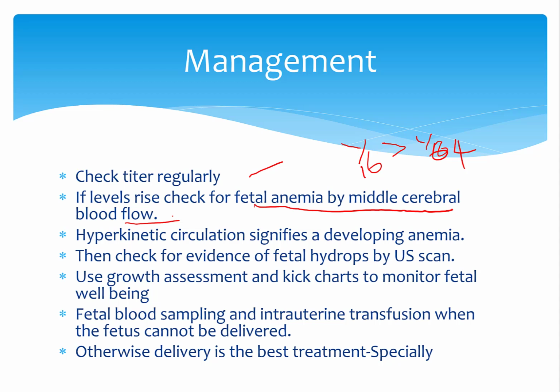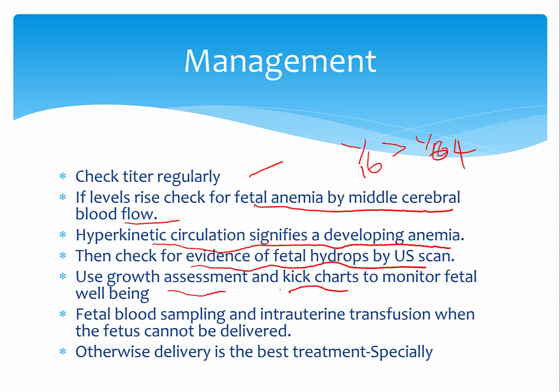If the fetus is anemic, the circulation works rapidly and pumps more blood, so the blood flows are high. The high blood flow will have high velocities in the middle cerebral artery of the brain, and that can be detected. It is a sign of developing anemia, and it is used for checking the evidence of fetal hydrops. Apart from that, you can check the baby's growth and monitor the kick count chart to assess how well the baby is responding to developing anemia.